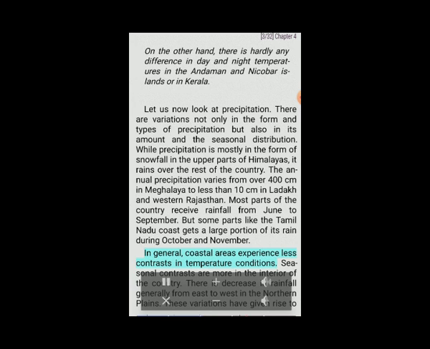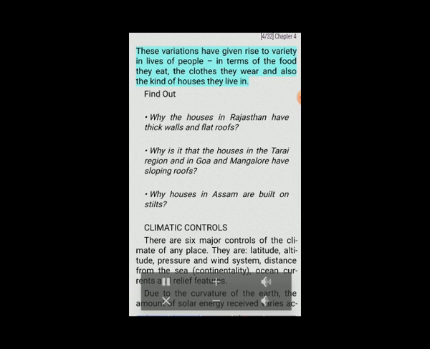In general, coastal areas experience less contrasts in temperature conditions. There is a decrease in rainfall generally from east to west in the northern plains. These variations have given rise to variety in the lives of people, in terms of the food they eat, the clothes they wear and also the kind of houses they live in.